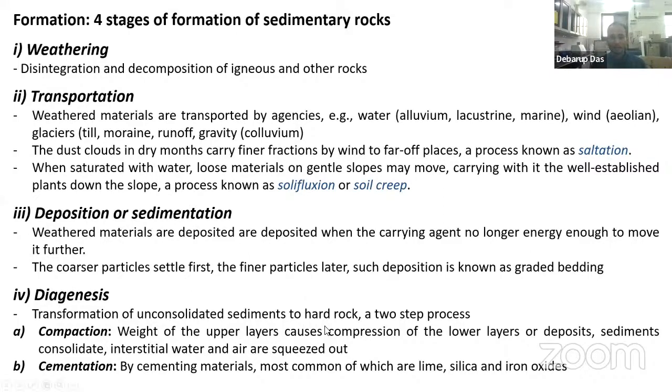The weight of the upper layers causes compression of the lower layers, the sediments consolidate, and interstitial water and air are squeezed out. Some cementing materials, for example lime, silica, iron oxide, were already formed during the weathering process. They will be in the water, and once the water is squeezed out, some of the cementing material remains and will cement the layers to form sedimentary rocks. Please remember the four stages of formation of sedimentary rocks: weathering, transportation, deposition or sedimentation, and diagenesis. Diagenesis has two steps, compaction and cementation.